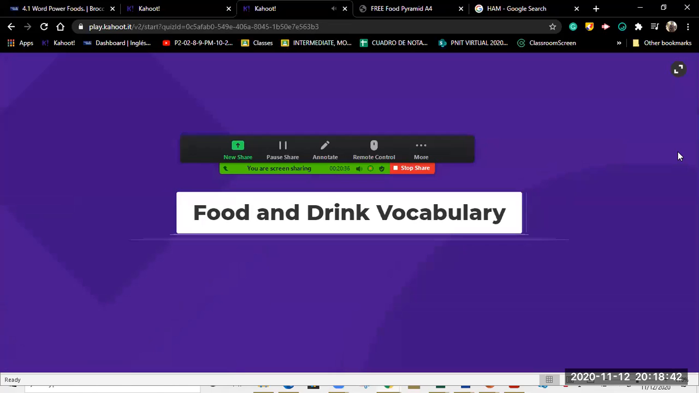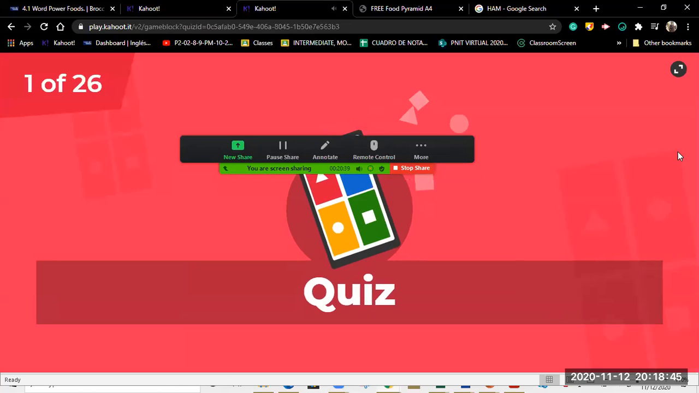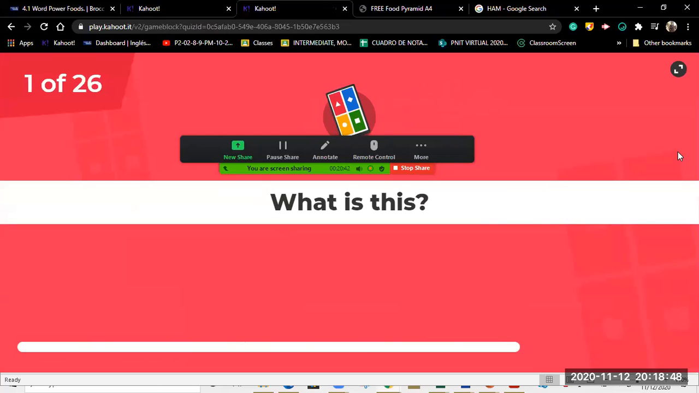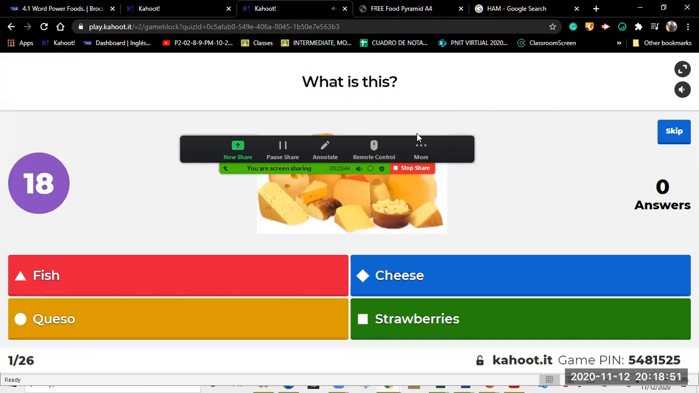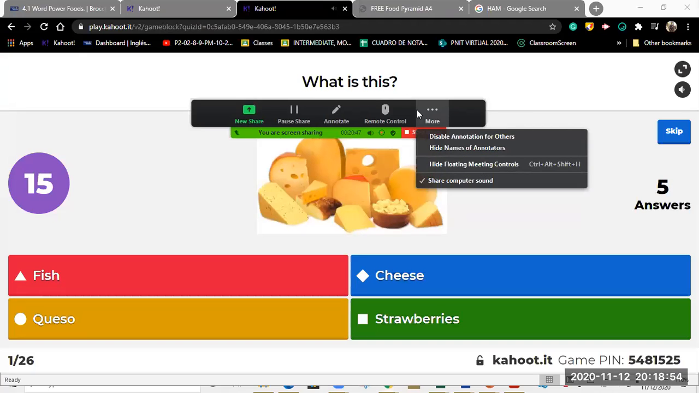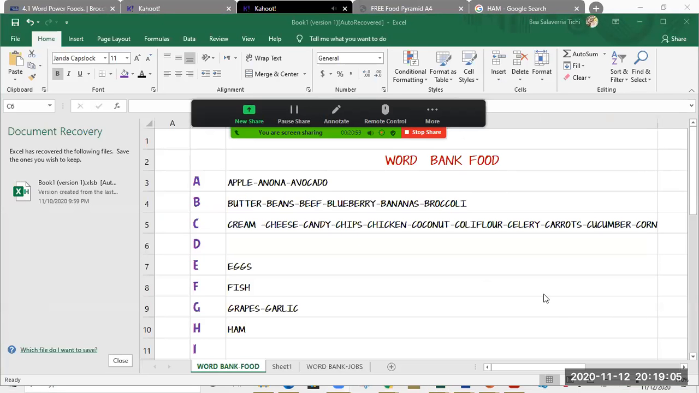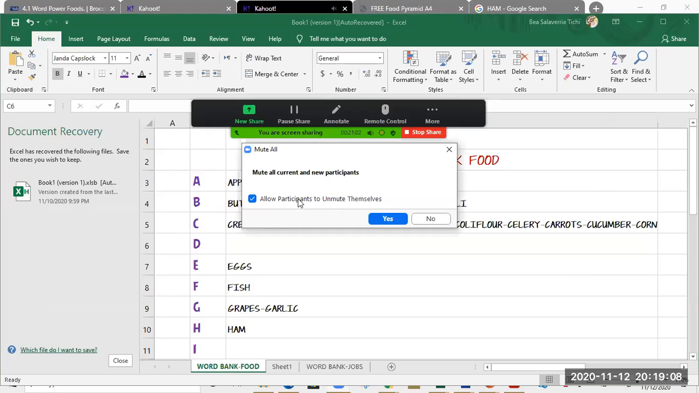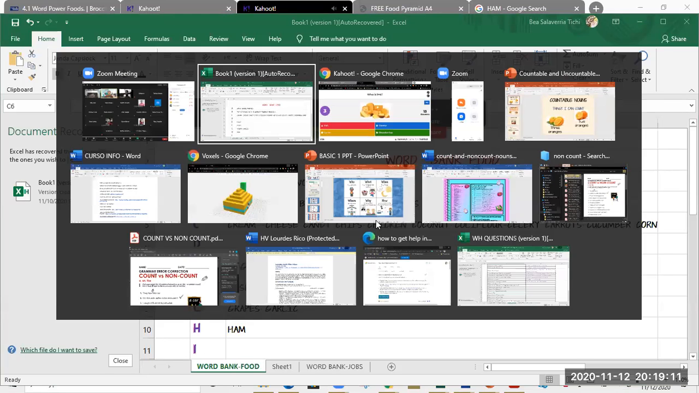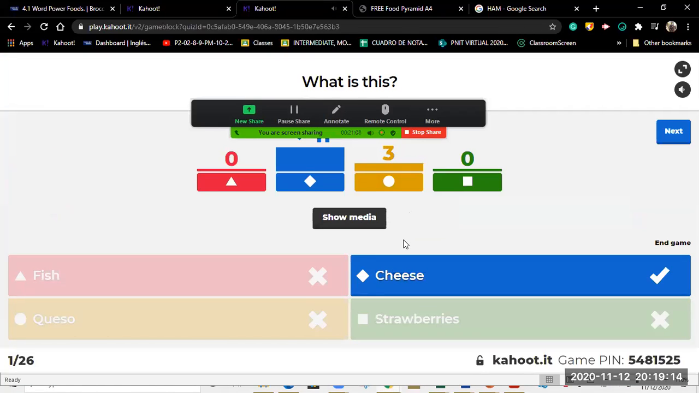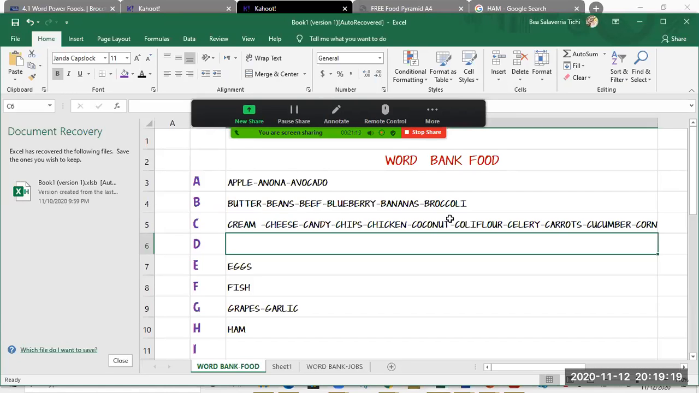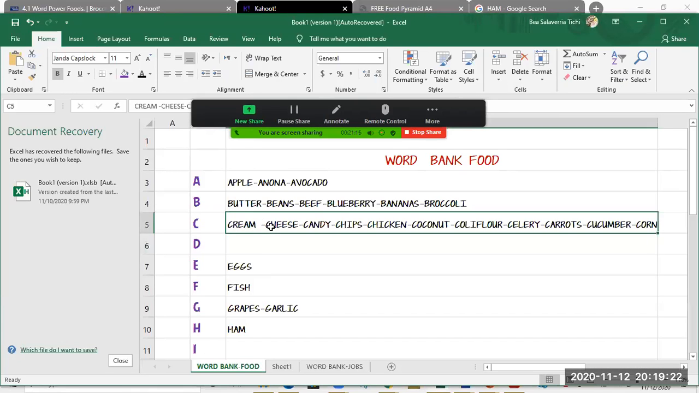Okay, food and drinks. Okay, let's go ahead. 3, 2, 1. What is this? Cheese. But you don't have to say it. Okay, very good. So this one is cheese. Okay, do we have it in our list? Let's find out. Do we have it here? Yes, we do. Cheese. Okay, it's there.